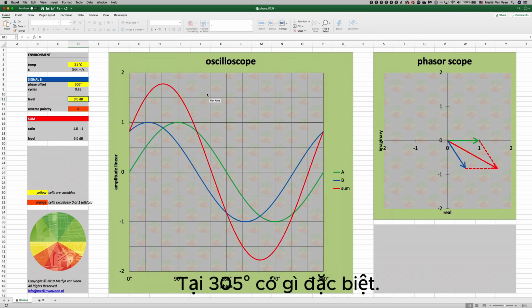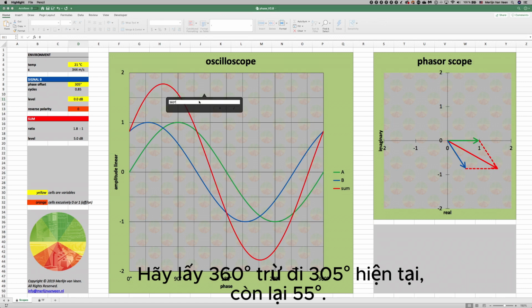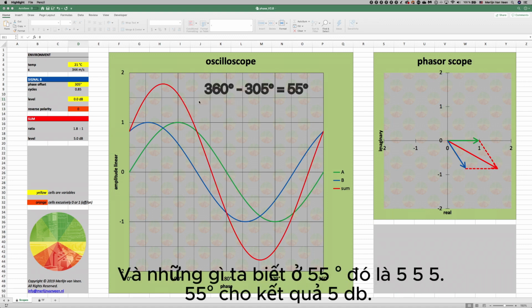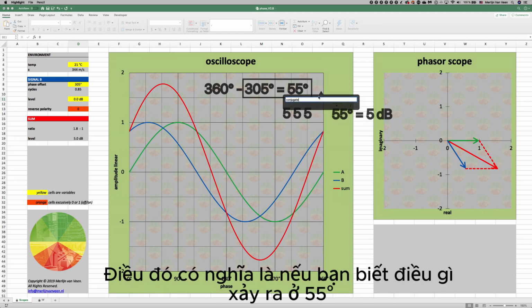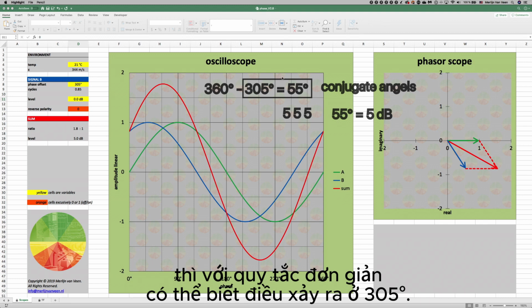Because what is so special about 305? Well, let's see if we can reason that. Let's take 360 degrees, subtract the current 305 degrees, which leaves us with 55 degrees. And I know what happens at 55 degrees, because that is 555, as in 555. 55 degrees gives you 5 decibels. Easy to memorize. These are conjugate angles once more, and that means that if you know what happens at 55, for which there's an easy rule of thumb, you can tell me what happens at 305.